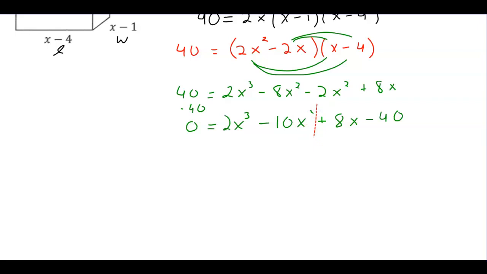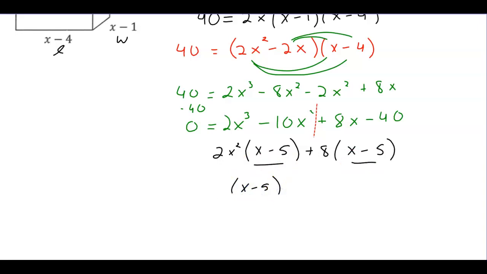And the first half here has a GCF of 2x squared. If I factor out a 2x squared, that would leave behind x minus 5. And then if I factor out the second half here, 8 and 40, both of those divide by 8, which leaves behind x minus 5 as well. Now the way that we complete our factoring by grouping is that factor that matches, we factor that out front. We get x minus 5. And then the other factor is 2x squared plus 8.